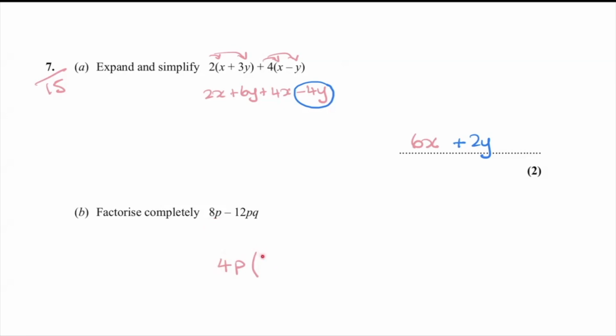So 4 times 2 creates the 8. And the single p is already on the outside, so we don't want to do any more than that. And then I'm going to need 3 to get the 12. The single p is already on the outside, but I need a q, so we attach that. And that is the expression factorized.